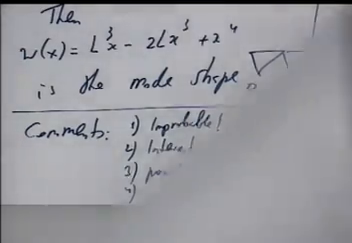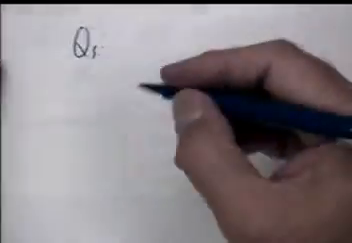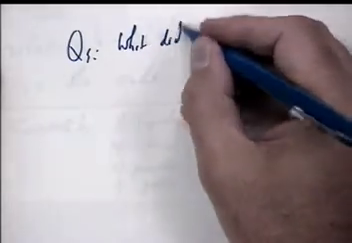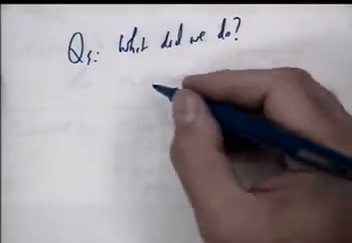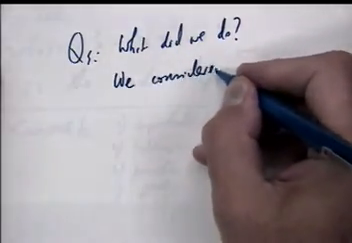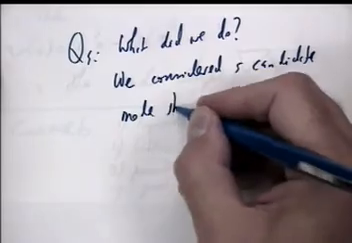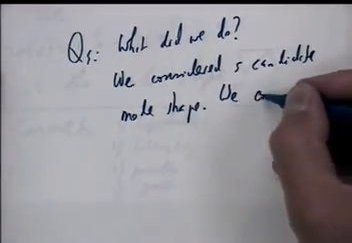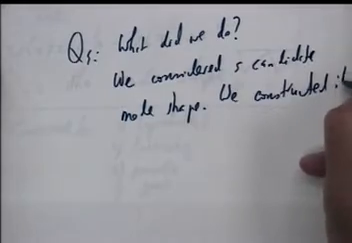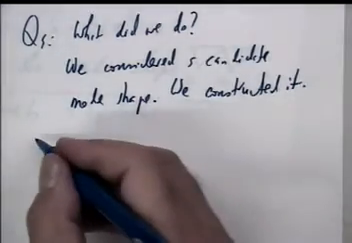Okay, before comments, we have questions. Yes, what is your question? Can you speak louder? What have we done? What did we do? We considered a candidate mode shape. We built it, we constructed it. Okay, candidate mode shape, because this function should satisfy boundary conditions.